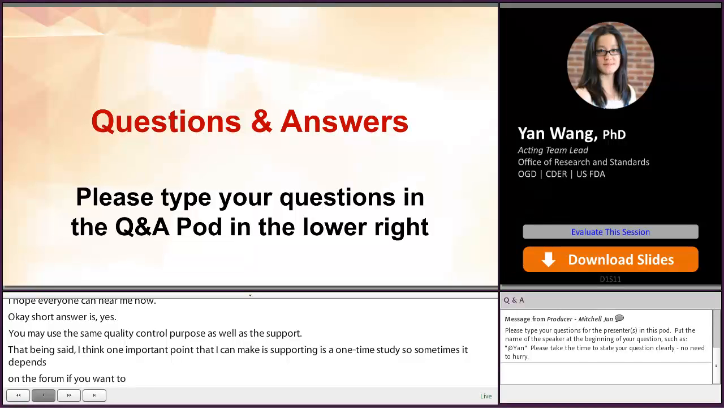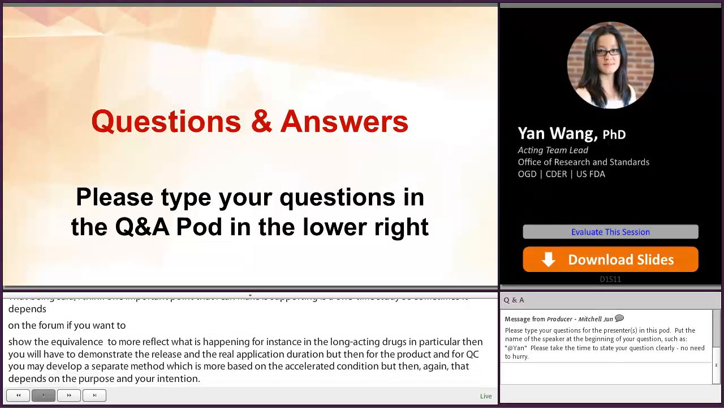But then for long-acting product, for QC, you may develop a separate method, which is more based on accelerated condition. But then again, that depends on the purpose and your intention. Even for accelerated method, if you'll be able to show a good correlation between the accelerated condition versus the real time, then that may also be acceptable for supporting BE as well. Thank you.